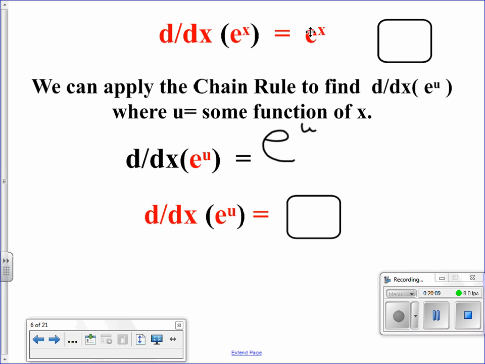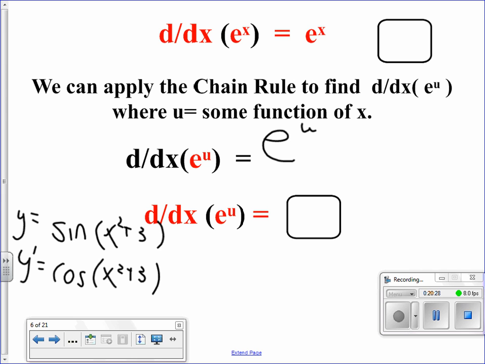All right. I'm going to give you a function that you're more comfortable with, one that you already know. If I asked you to find the derivative of the sine of x squared plus 3, this is the function y. You would just ignore the fact this wasn't an x. You would say it's just cosine of x squared plus 3, multiplied by what? The derivative of the inside function. Yeah, we got to be able to say it, right?